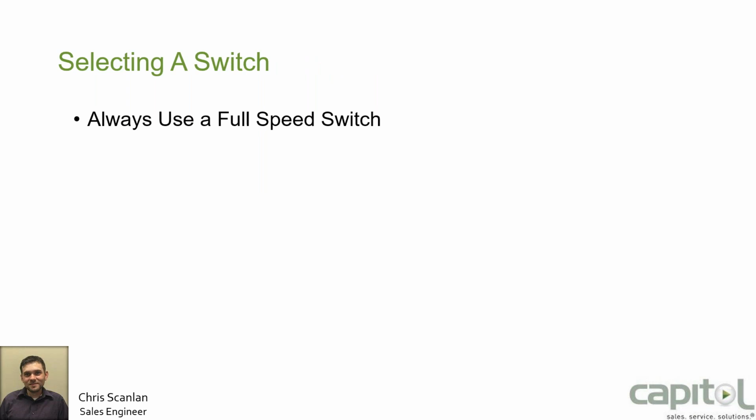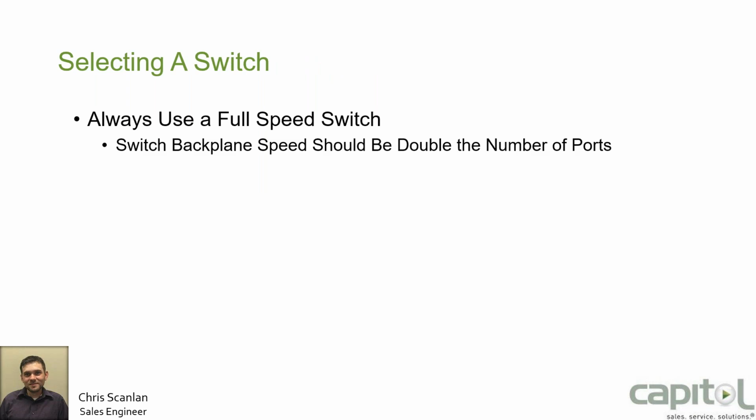You always want to use a full speed switch. What that means is the switch backplane speed should be double the number of ports. So if it's a 24-port gigabit switch, and this is one of the reasons you want to use a switch over a router, because you can take this same idea and put it towards a router. The switch is the backbone, right? I keep saying that. And a full speed switch, double the number of ports.